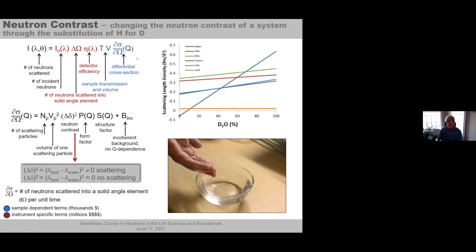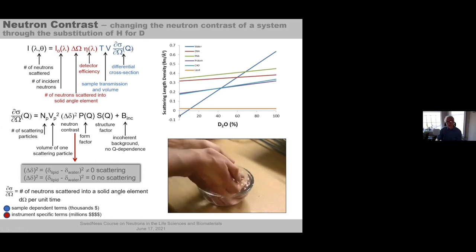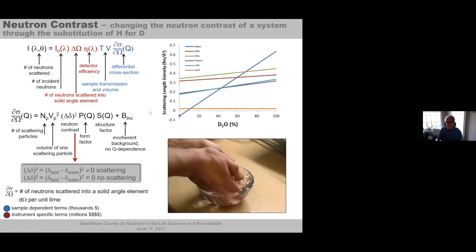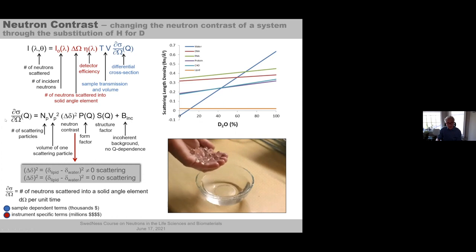This part here, this differential cross section, is extremely important. And I'm hoping somebody described this to you, but this differential cross section blows up into this over here, which has all the stuff that you need to do the experiment. So this differential cross section is equal to this, whereby now you have all kinds of interesting things, but importantly for this talk, you have neutron contrast. So neutron contrast is folded into the intensity through this differential cross section.